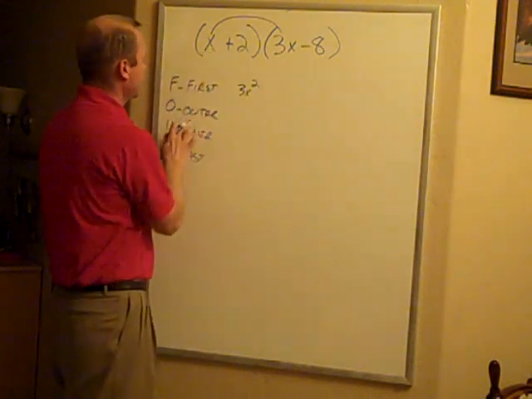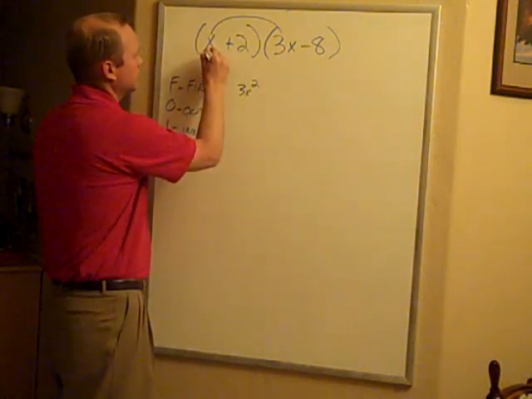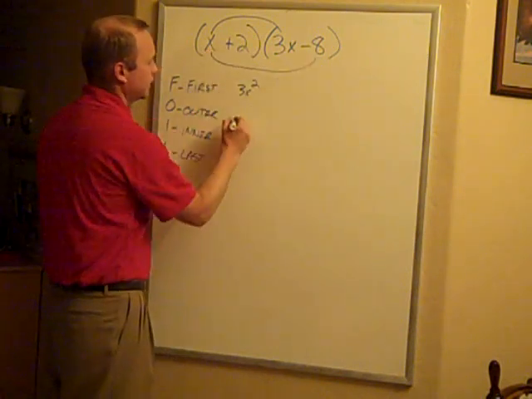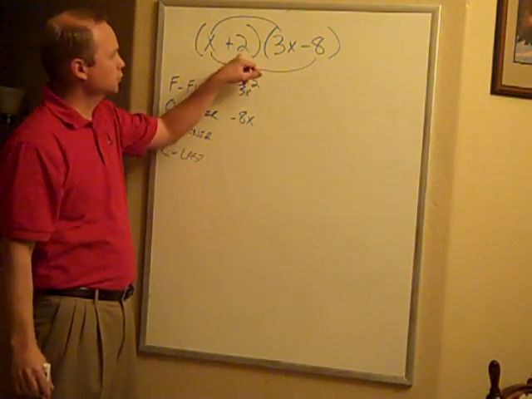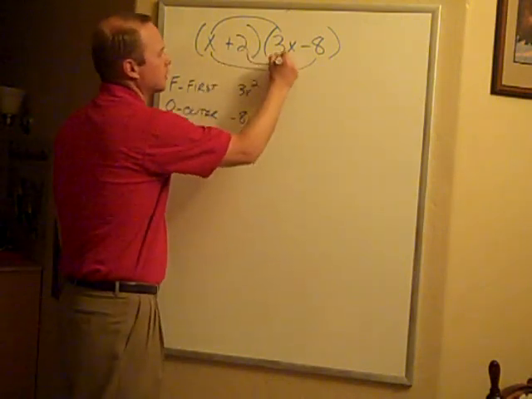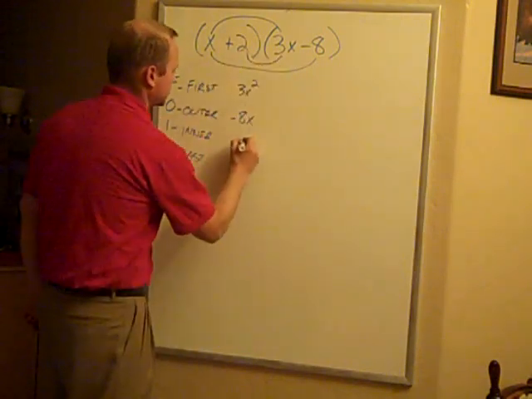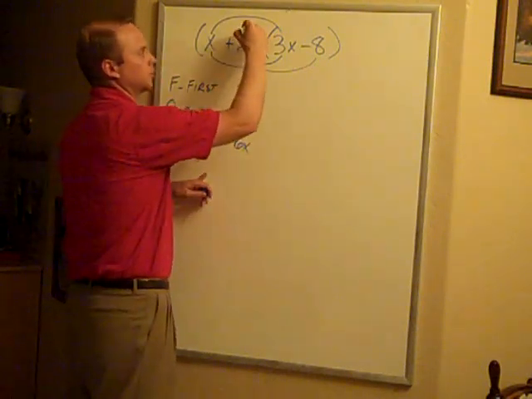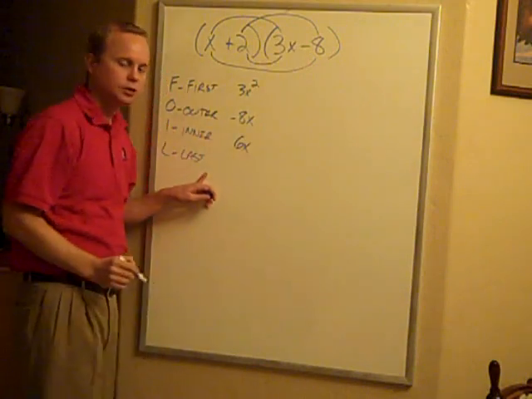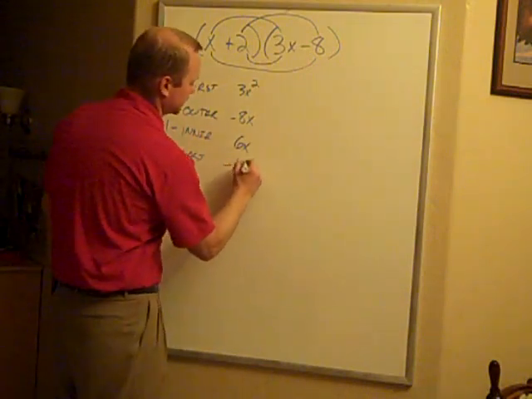Okay. Now we got to do the outside terms. So I'm going to go x times negative 8 gives me negative 8x. The inside terms, 2 times 3 gives me 6x. And then the last terms in each one is 2 times negative 8. 2 times negative 8 gives me negative 16.